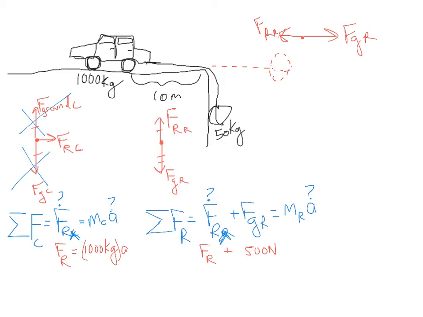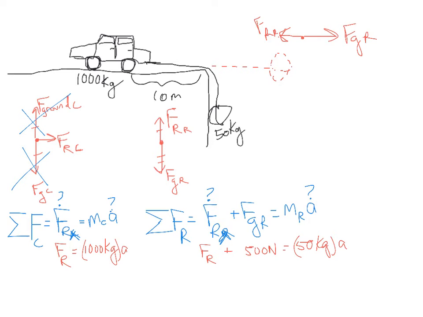Well, isn't it negative 500? Well, no, because look what we've done. We changed the direction. It's to the right, and to the right is positive. To the left is negative. So because both the rock and the car are in the same scenario, we need to make sure that their directions match up. So down for the rock is actually to the right for the car. So that's a positive 500 then. And that equals the mass of the rock, which is 50 kilograms, times A.